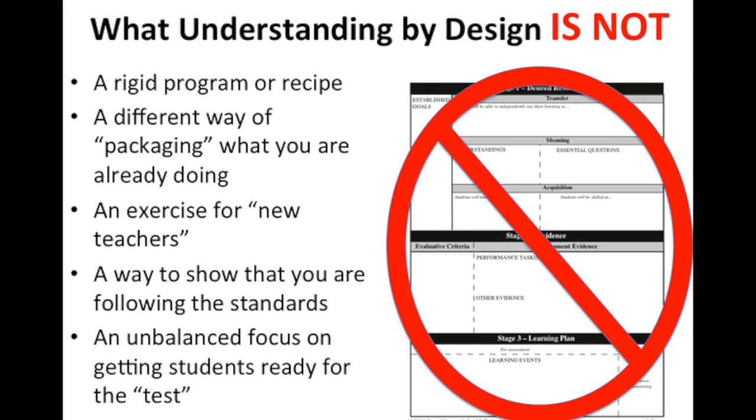Take 15 seconds to read about what understanding by design is not. Stages 1 and 2 are designed to create a common set of goals and assessments that every student will experience. Stage 3, the learning plan, is a model of what an instructional plan could look like. The learning plan needs the educator's personality, creativity, and knowledge of where students are.